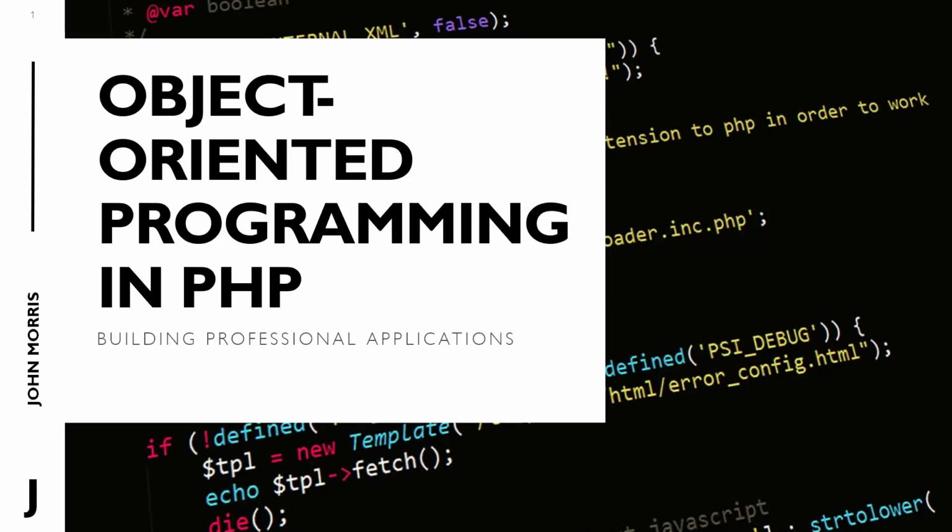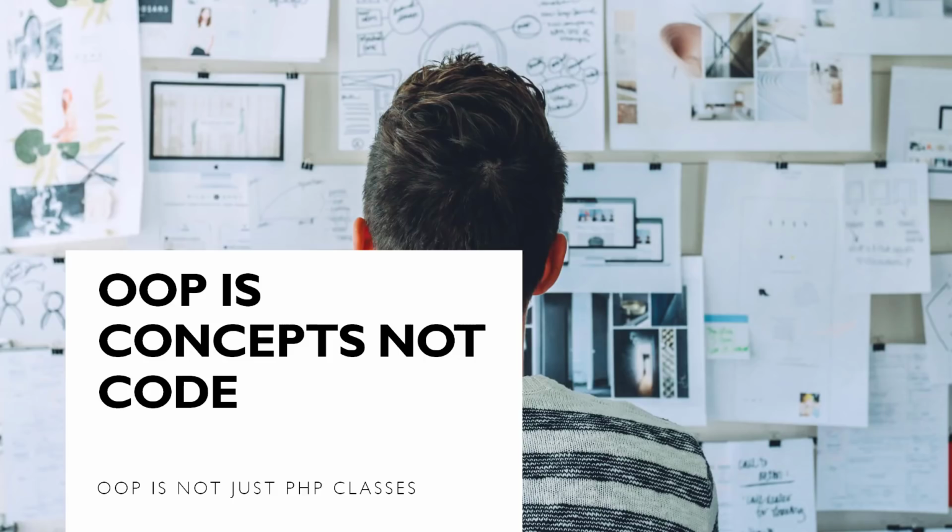This one I wanted to talk about object-oriented programming in PHP and specifically building professional applications. And I think some things maybe get skipped over or not talked about as much when it comes to understanding object-oriented programming, especially if you're just looking to start doing it, you're new to it. Some of the things, when you look at other tutorials and so forth, maybe get glossed over a little bit. And so the first idea here is that object-oriented programming is concepts, not code.